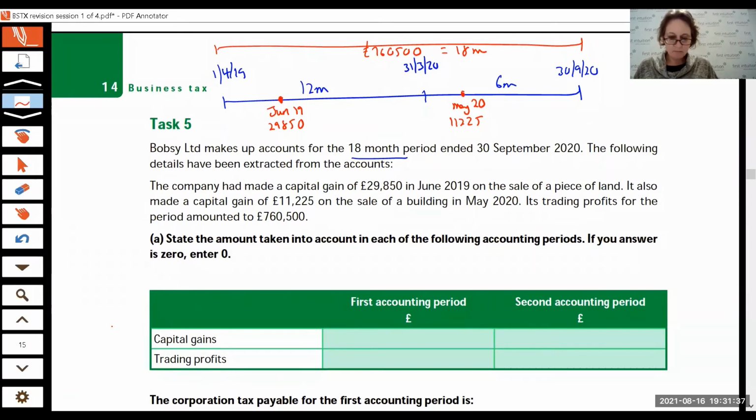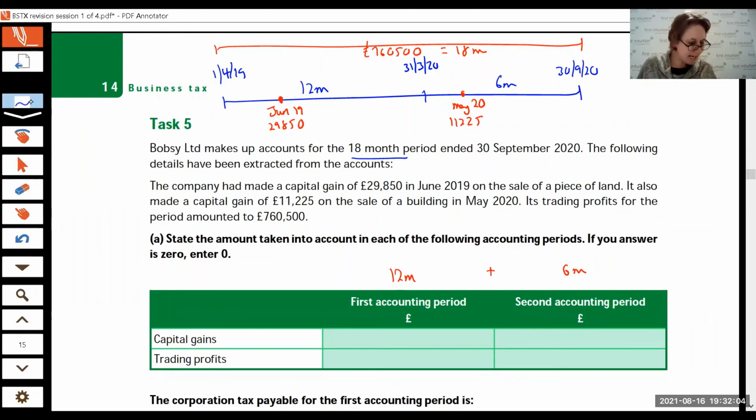So what does it want? State the amount taken into account in each of the following accounting periods. If your answer is 0, enter 0. So the first thing they do, which is a bit sneaky because they don't want to give too much away, is they just say the first period and the second period. Now we know from my timeline, the first period is always 12 months and the second period is always just the rest, but they're not telling me that, they're just saying first and second.